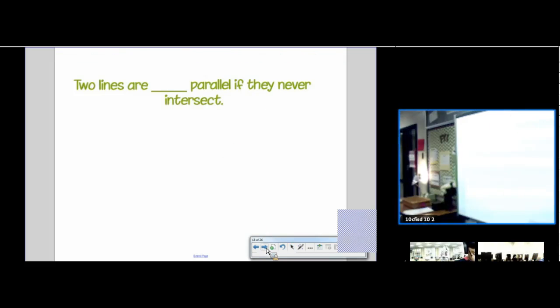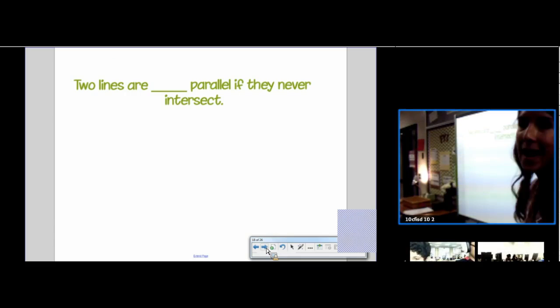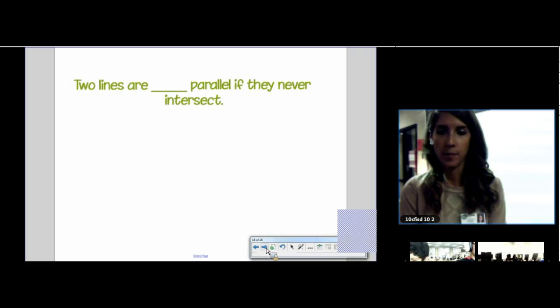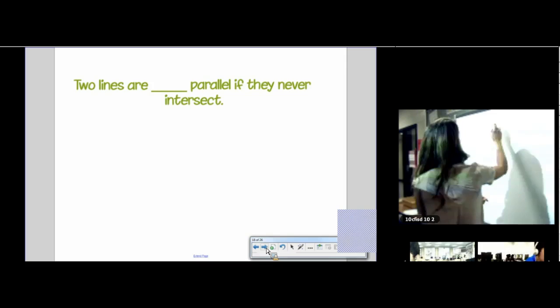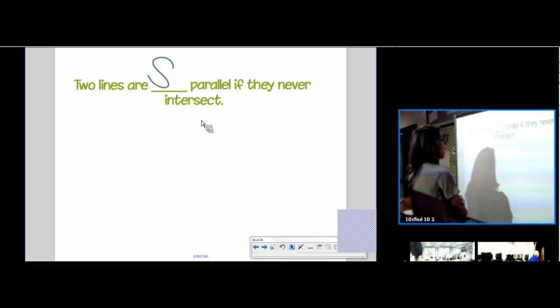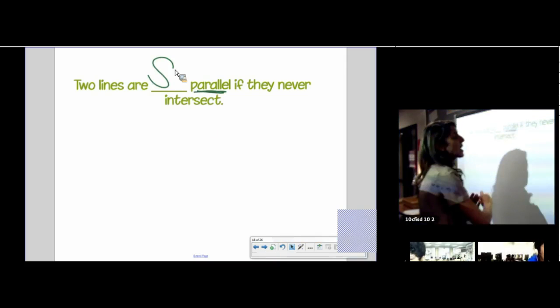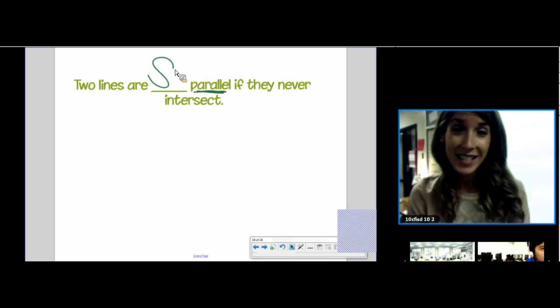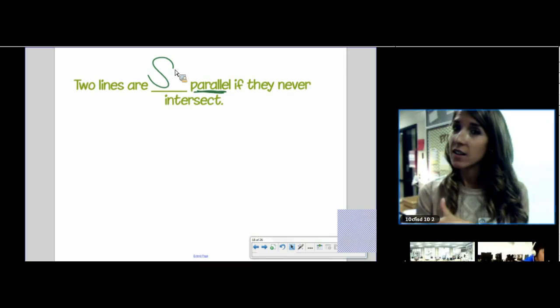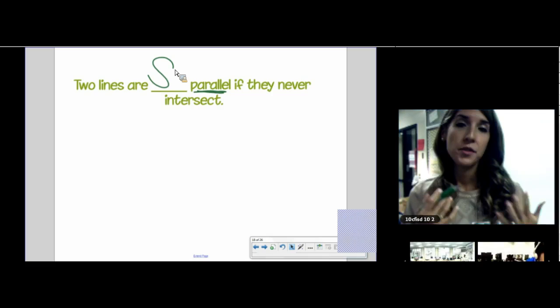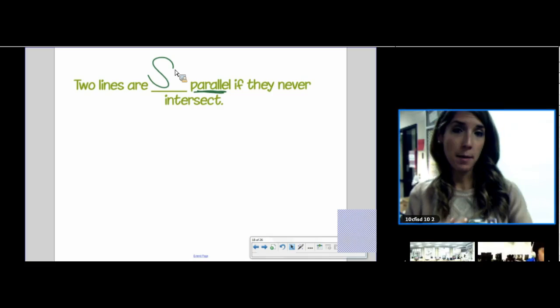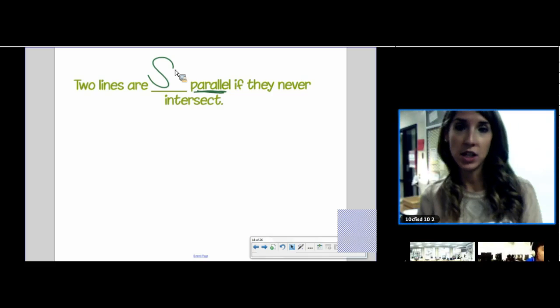Two lines are blank parallel if they never intersect. Always, sometimes, or never. Sometimes. Because if they don't intersect, they have two choices. They could be parallel or they could be skew. So that's why it's sometimes. Sometimes they're parallel and sometimes they're skew.